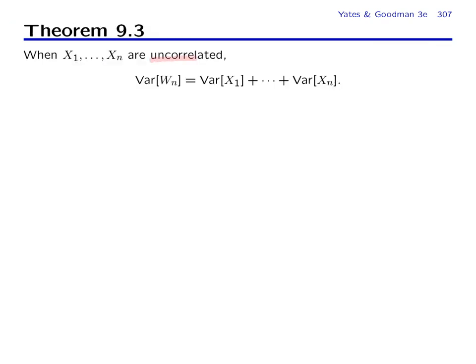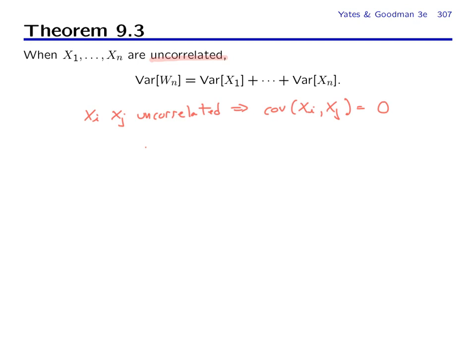The most important special case of this theorem is when the xi's are uncorrelated. Remember that there's this confusing bit of terminology: xi and xj uncorrelated means that the covariance of xi, xj equals 0. So as a consequence of the random variables being uncorrelated, all of the covariance terms go away. And in this case, the variance of the sum is equal to the sum of the variances.